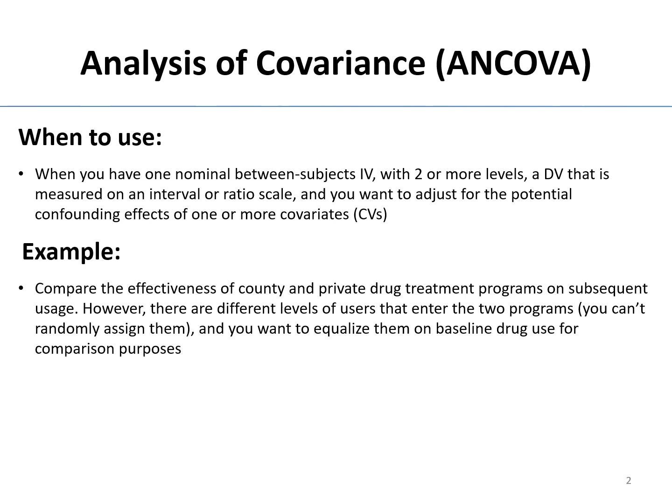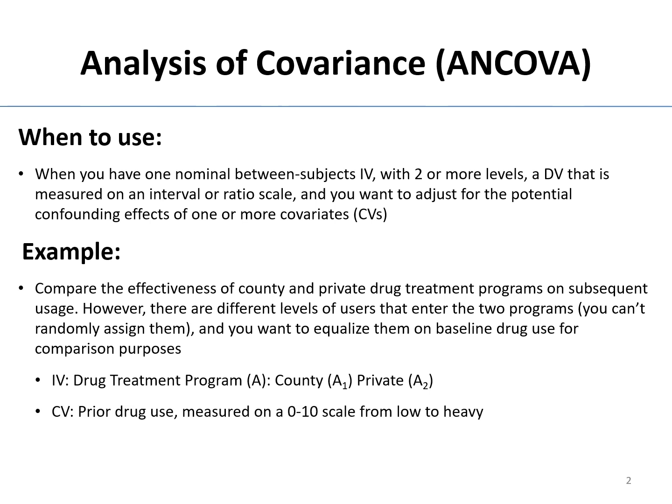So let's say you wanted to equalize them, for example, on their baseline level of drug use for comparison purposes, that is, statistically adjust them as though they had the same starting level of drug use, and then see if the programs are equally effective or if one is better than the other. Your independent variable in this study would be the type of drug treatment program. That would be county or private.